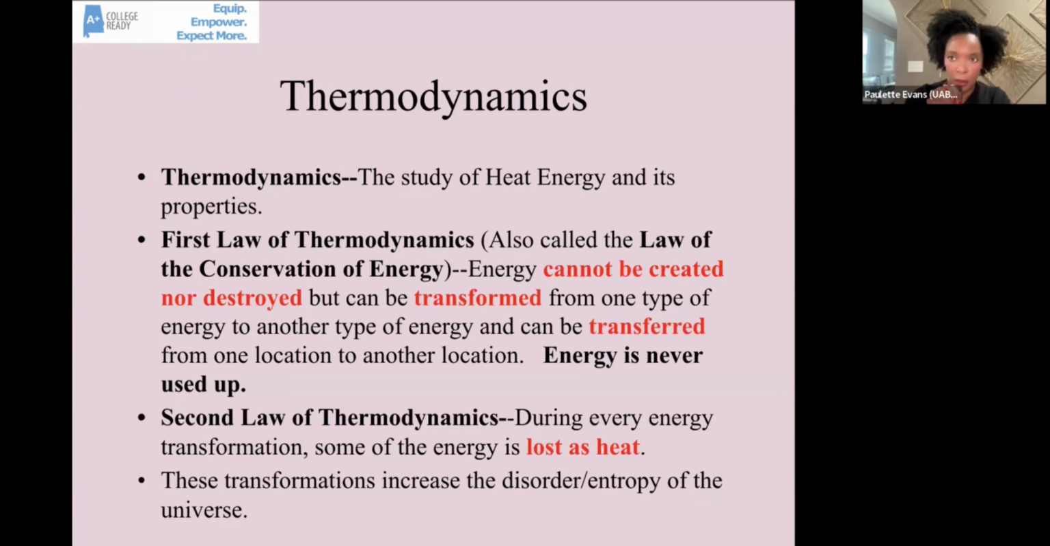Energy is never used up. And we talked about that a couple of slides ago, because we'll have a constant input of energy. As long as the sun is beaming on us, and as long as, for us humans, all right, as long as we have autotrophs or producers that can bind that beautiful energy from the sun, all right, we will never use energy up. All right. The second law of thermodynamics says that during each energy transformation, some of the energy is lost as heat, and you're also going to be losing smaller pieces of broken down molecules. These transformations increase the disorder or entropy of the universe around the organism.